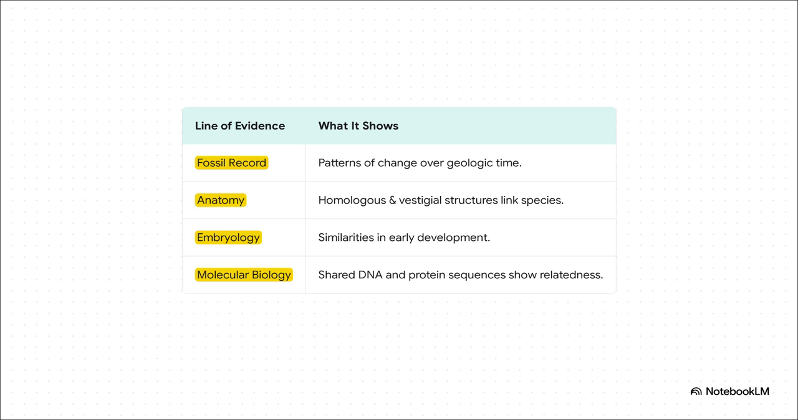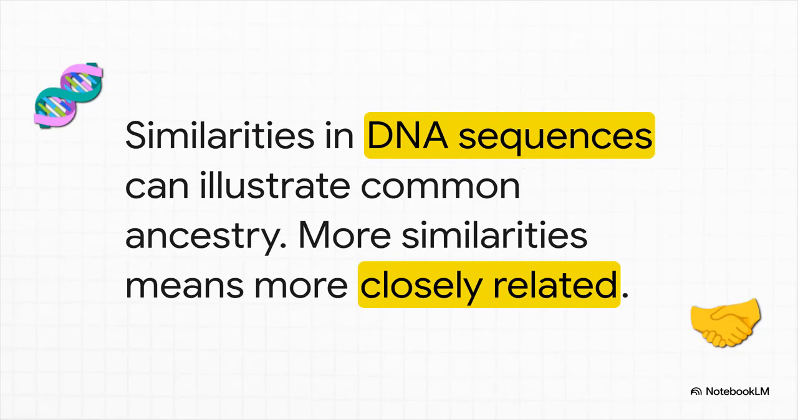The fossil record is like a photo album of life on Earth, showing us how things have changed. Then there's comparative anatomy, where we see that a human arm, a cat's leg, and a whale's flipper all have the same basic bone structure. That's a clue to a shared ancestor. Embryology shows us that as early embryos, fish, turtles, and humans look shockingly similar. But the most powerful evidence of all, it's molecular. It's our DNA.